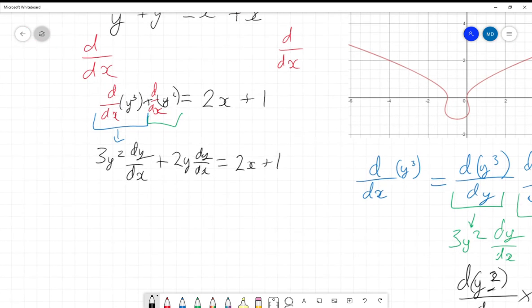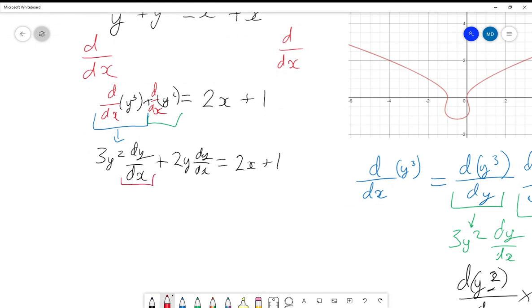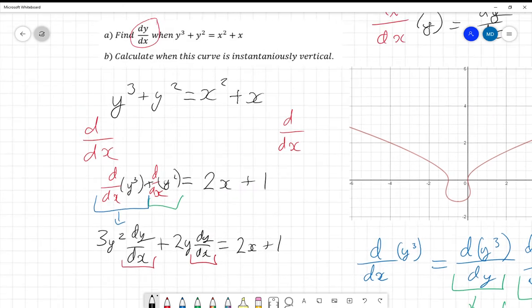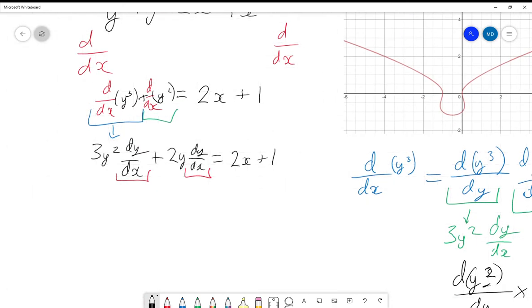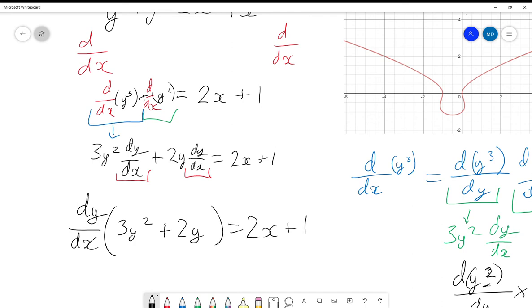And so this here is our key function with these dy by dx's in, but with our 3y squared plus 2y equals 2x plus 1. Now what we want is dy by dx, so we want to rearrange. First of all I'm going to factor it out, so dy by dx multiplied by 3y squared plus 2y is going to be equal to 2x plus 1. All I did there was factor out the dy by dx from both terms.